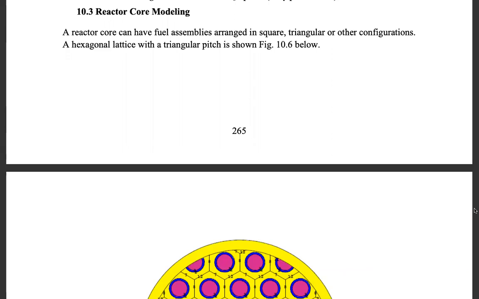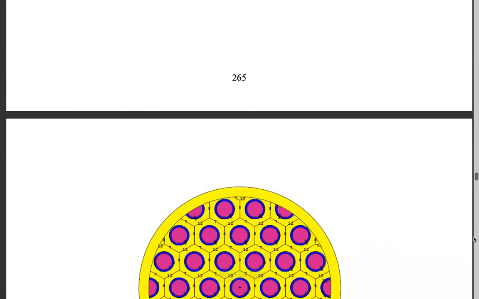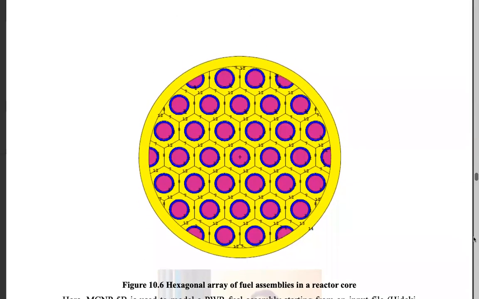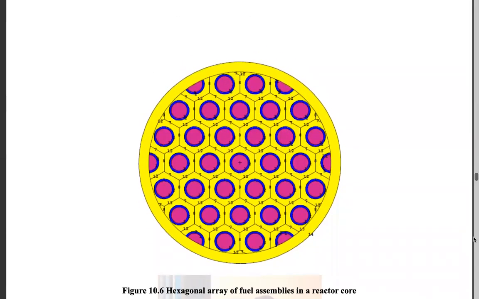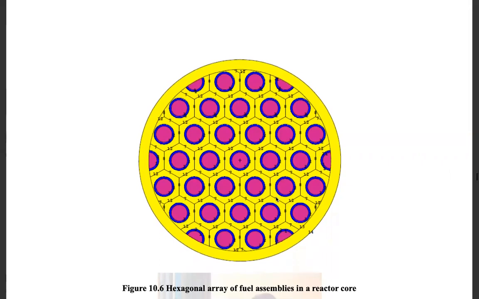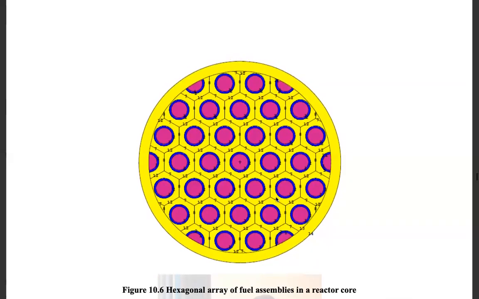Now they could be in a hexagonal lattice, they could be in a triangular lattice. So let me show you one picture over here. Now this shows you a cylindrical vessel looking from the top, and it's got a hexagonal array of fuel assemblies in the reactor core. So the purple ones are fuel, and the blue ones are the surrounding of the fuel. Okay, and the yellow shows you the coolant or the fluid that is removing the heat out of the nuclear reactor. Okay, so how would you model this kind of a reactor core?